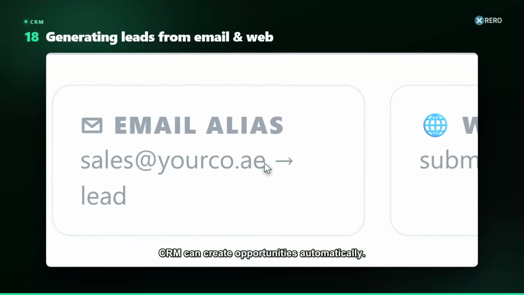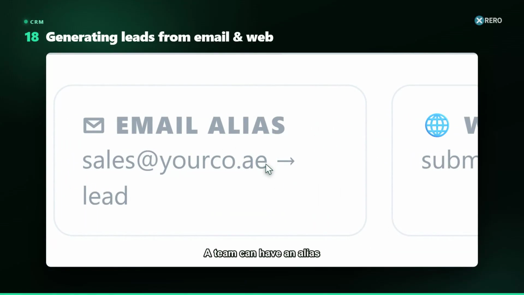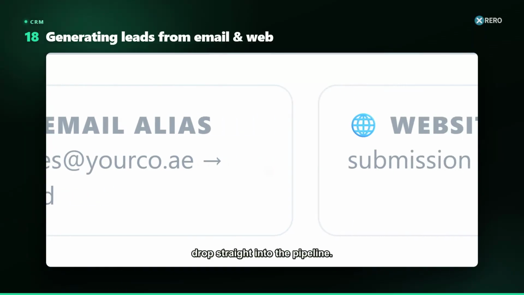CRM can create opportunities automatically. A team can have an alias email, e.g. sales@yourco.ie, so incoming mail becomes a lead, and your website contact form can drop straight into the pipeline.